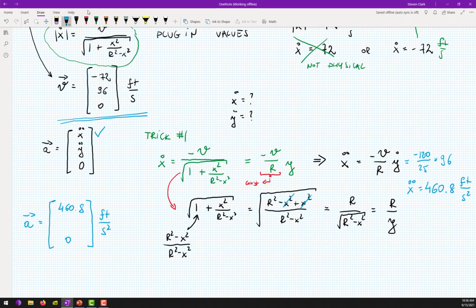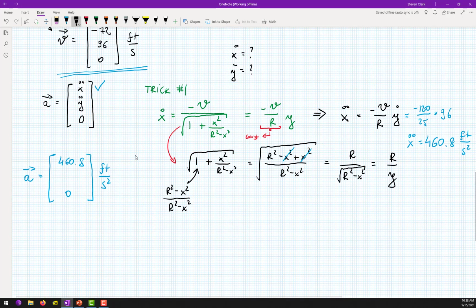Okay, so one last thing and we can go home, yes? So how did I find y double dot? How did I find it yesterday? Because I also remember that I did a trick in there.